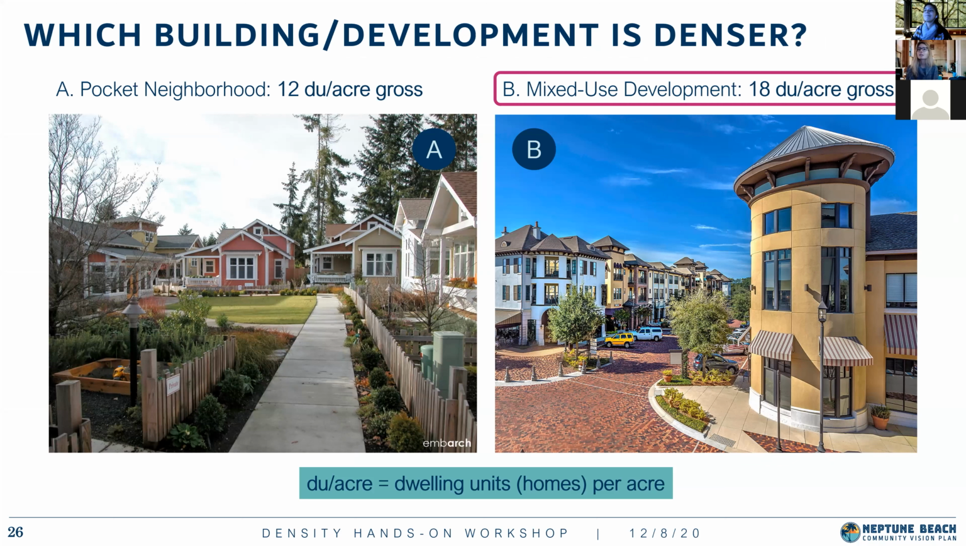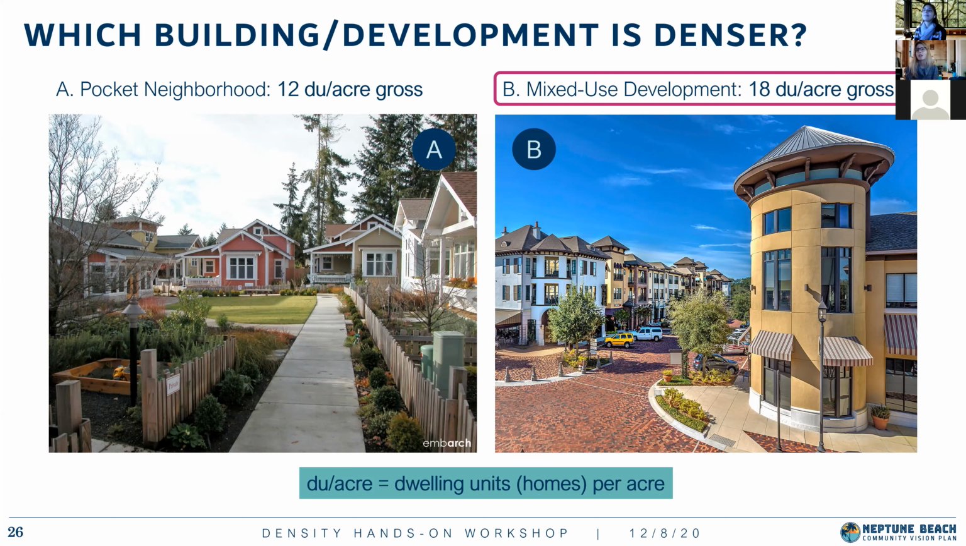I think what's notable, though, is that the density of the development in B is actually not that much higher than the pocket neighborhood shown on the left. And again, there's lots of reasons for that. Like we mentioned, B is actually a mixed-use development, so not everything you see is actually residential. There's also office, retail, commercial.